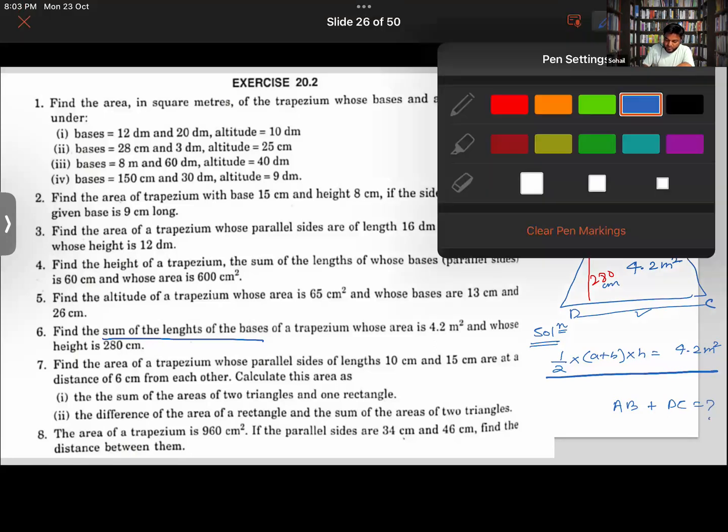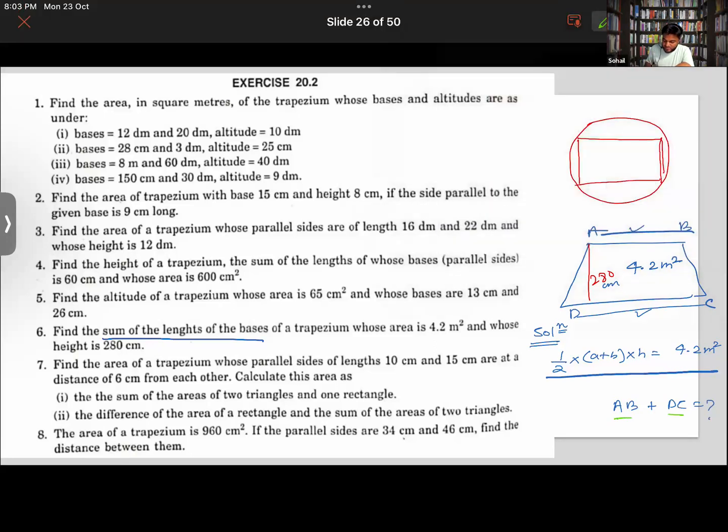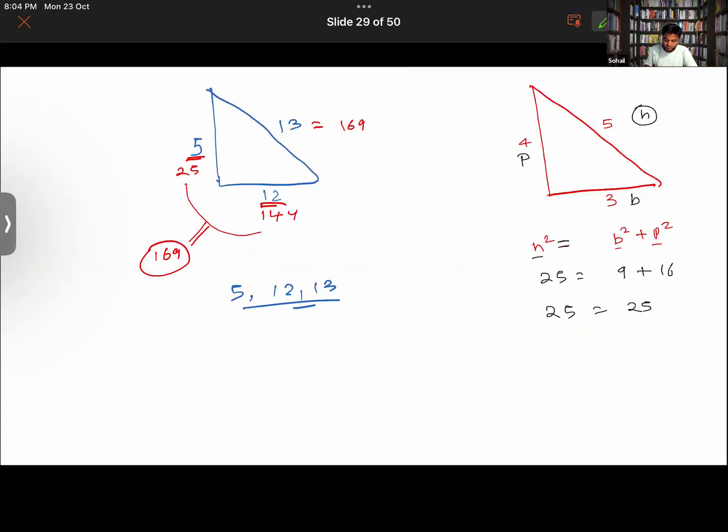We don't need to find what is AB or what is DC. We need to find what AB plus DC equals to. AB plus DC is simply A plus B here. This is A, this is B, right? So A and B we need to find out, while the height of the trapezium is given as 280 centimeter. Okay, move to a fresh page.